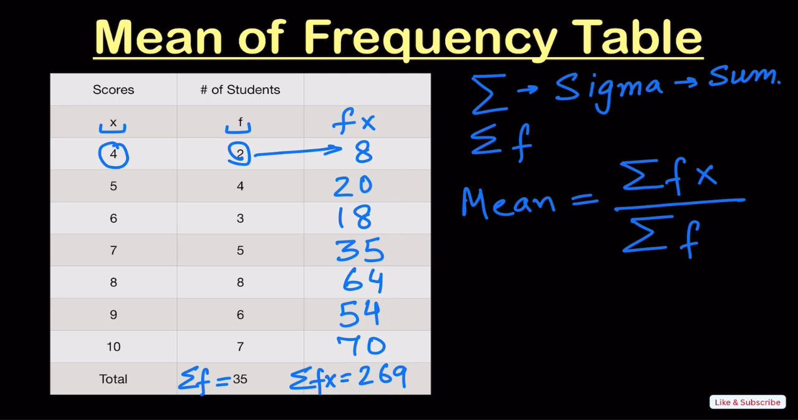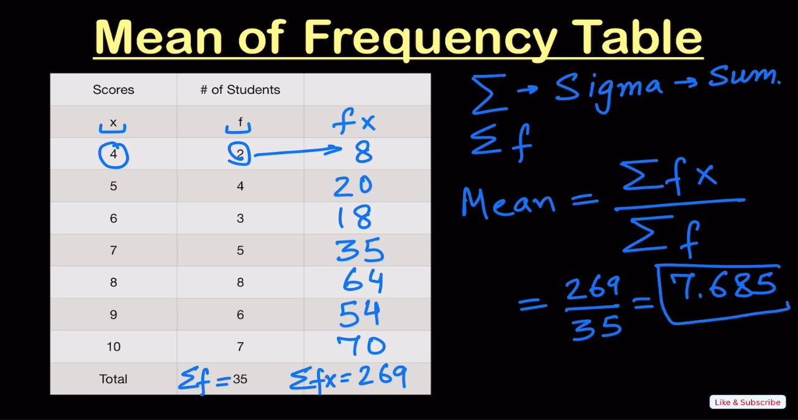So plug in the corresponding values. The sum of fx is 269, and I'm dividing it by 35. When you divide 269 by 35, you get 7.685 as your answer. But what if your data, the scores, are not given as single numbers?